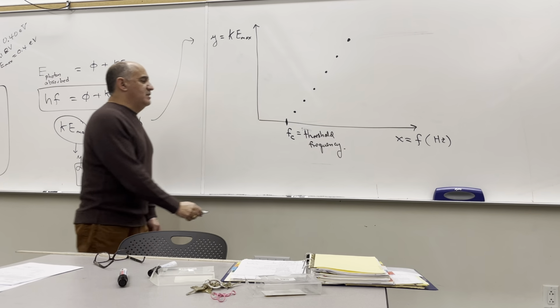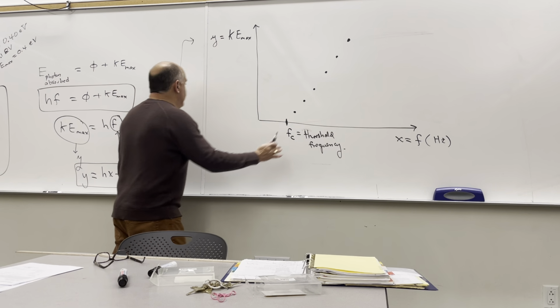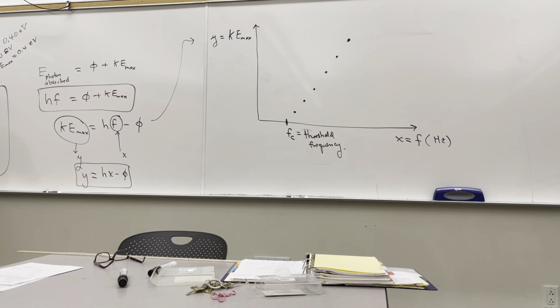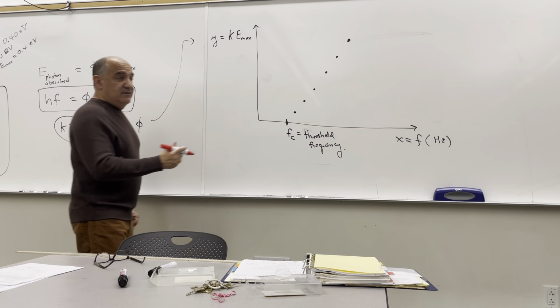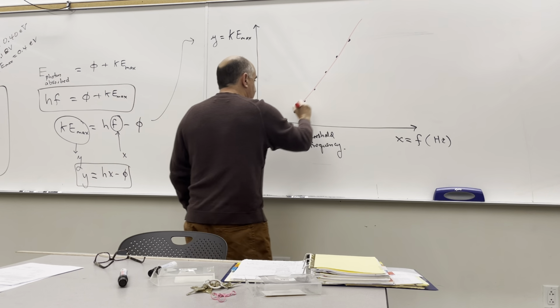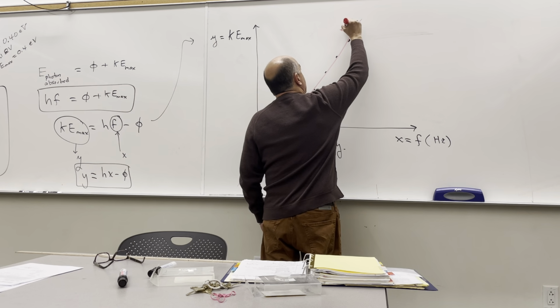The cutoff frequency, the threshold frequency, is the frequency of this light that would correspond to a photon energy equal to the work function, so that the electrons come out with no kinetic energy. So this one would have a frequency equal to the cutoff frequency. f sub c, I think, is the symbol used. And if you did a linear fit, let's say this is metal number 1.